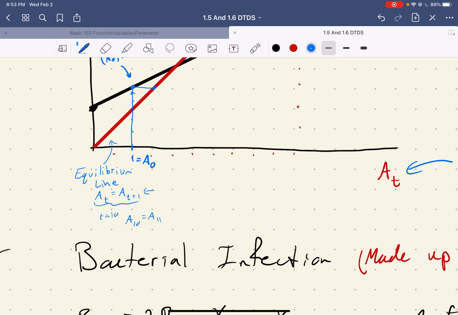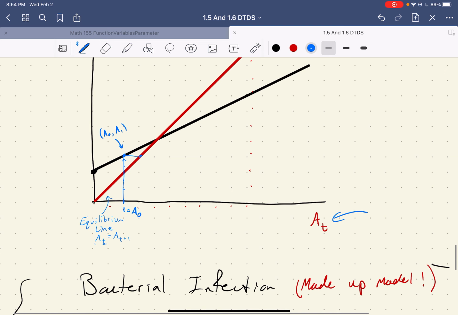But the moment it's true, there's nothing special about my t value. So then it has to be true for t equals 11, which means this is equal to a12. And then it has to be true for t equals 12, which means this is equal to a13, and so on and so on and so on. You just get stuck. And that's what we saw on the spreadsheet that I showed.